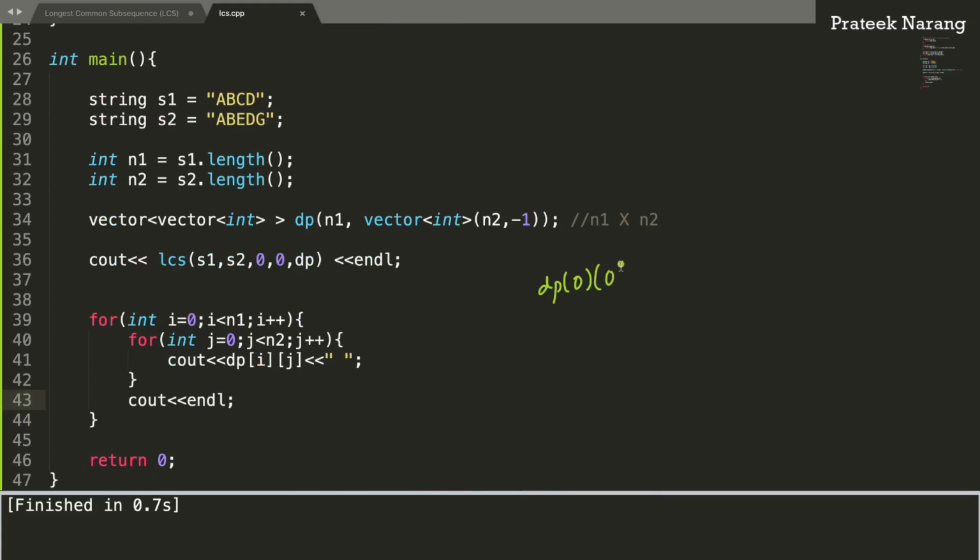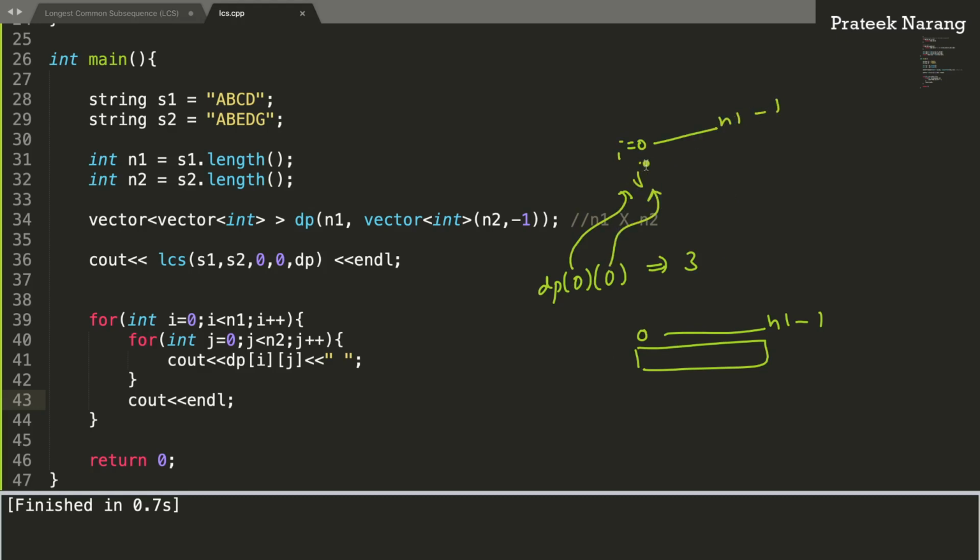So dp of 0 0 will actually give us the final answer that should be 3, because we want the answer from 0 to n1 minus 1. And 0 0 would mean we are considering the first string from i equals to 0 till n1 minus 1, and we are considering the second string from j equal to 0 till n2 minus 1. So that means we should have a 3 here.